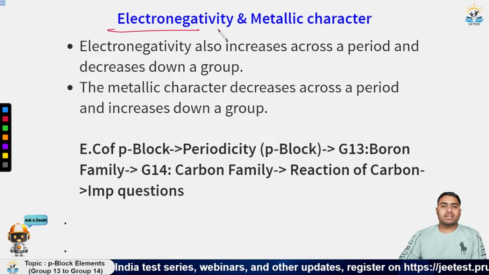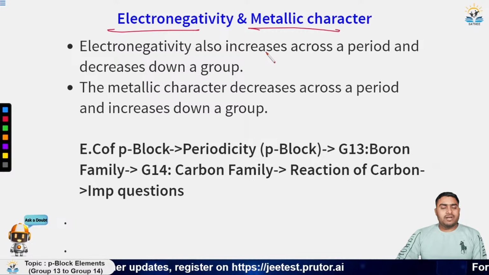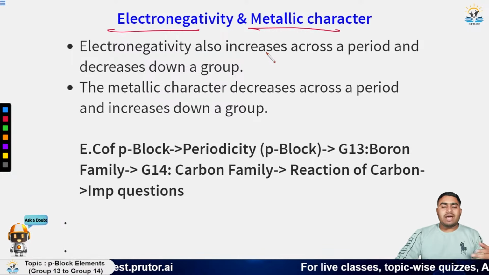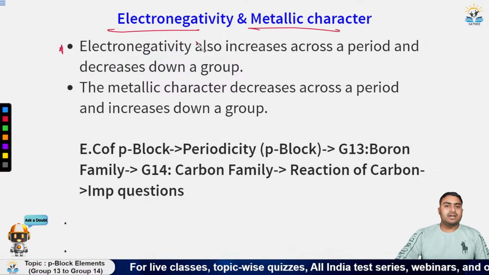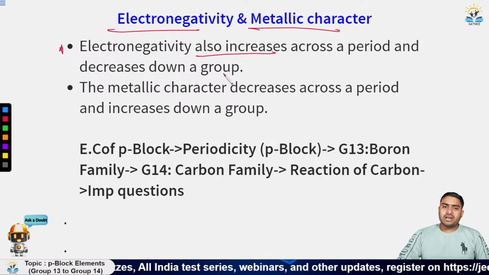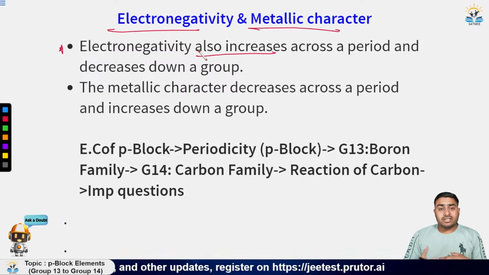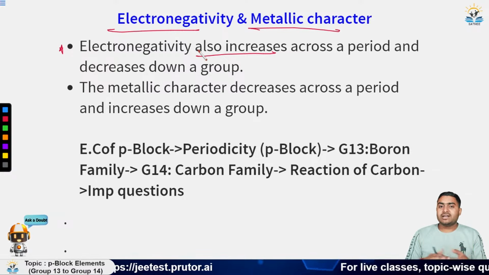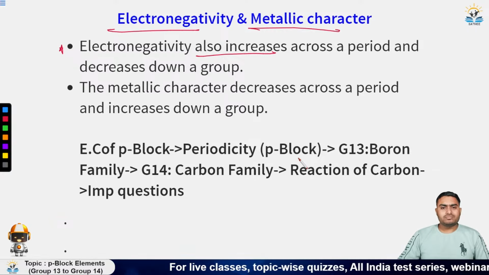The next point is electronegativity and metallic character. If an element loses electrons with more ease, definitely it will have more metallic character. And electronegativity is the tendency to attract the shared pair of electrons toward itself. So it increases across a period and decreases down a group, because across a period, if you are moving left to right, definitely size decreases, Z effective increases. So the attraction part, that means the nucleus's hold on the shared pair of electrons, will increase, right? So definitely the nucleus will attract the shared pair of electrons more quickly as compared to the left one.